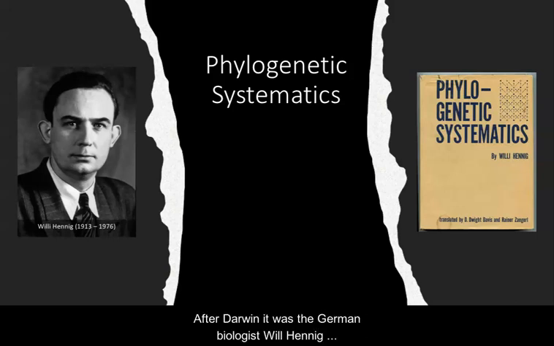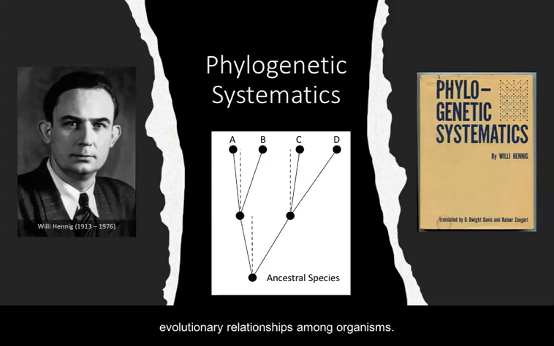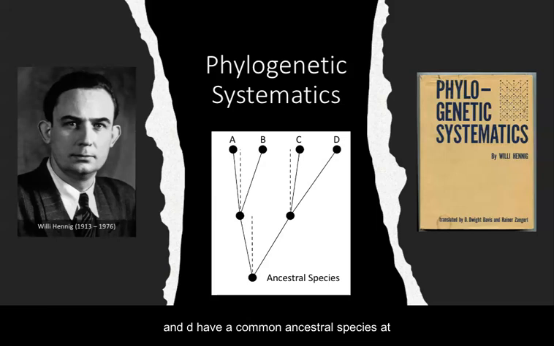After Darwin, it was the German biologist Willi Hennig who looked at taxonomy through the lens of Darwin's ideas about evolution. And in 1966, he published the book Phylogenetic Systematics, which classifies organisms according to their evolutionary history. The phylogenetic tree is a way of representing the evolutionary relationships among organisms. Here we see a phylogenetic tree showing that species A, B, C, and D have a common ancestral species at the base of this tree.